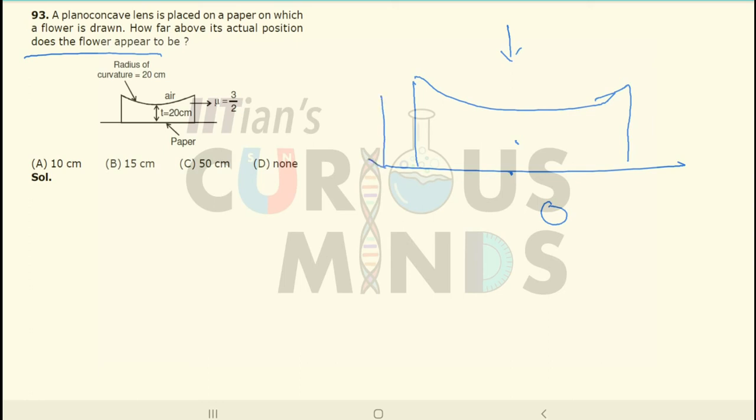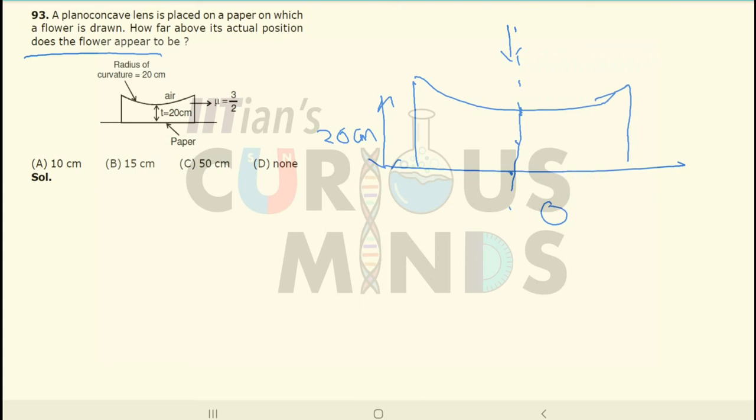Over here the distance of the object is given as the thickness of the lens, which is equal to 20 centimeter. Radius of the lens over here is 20, and we have to find out the position of the image. If this is the principal axis and from this point we measure the distances, the object is situated on the left hand side.